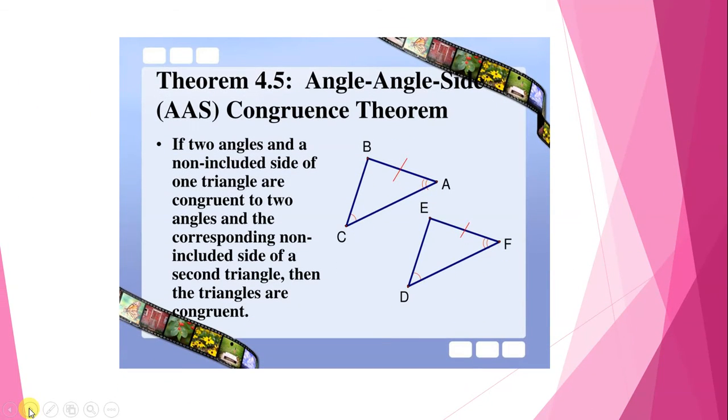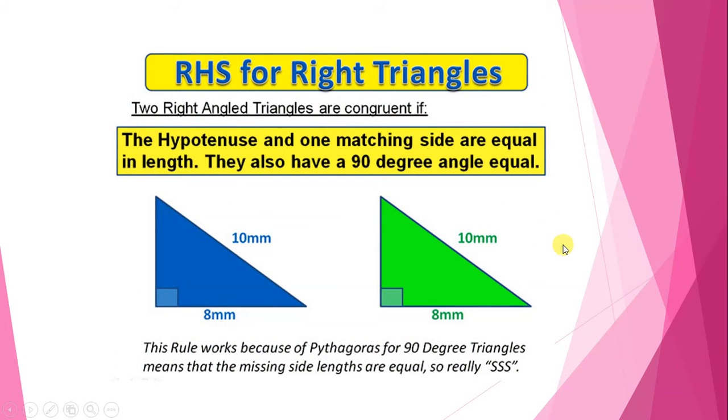Next we have AAS. It means angle, angle, side. If two angles and a non-included side of one triangle are congruent to the corresponding two angles and non-included side of another, then the triangles are congruent. Angle, angle and one non-included side. So that will be congruent by using AAS.